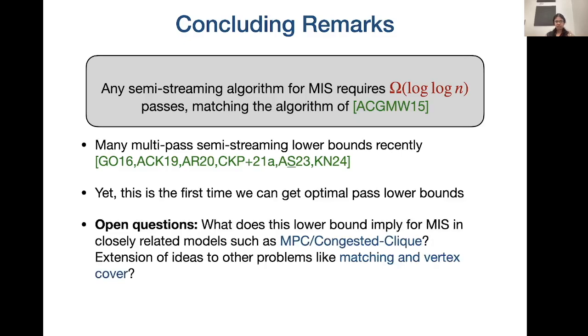There are some open questions left here. What does this imply for MIS in the other models which are closely related to semi-streaming, like the massively parallel computation and congested clique? And can we extend the ideas presented here to other problems like matching and vertex cover in semi-streaming?